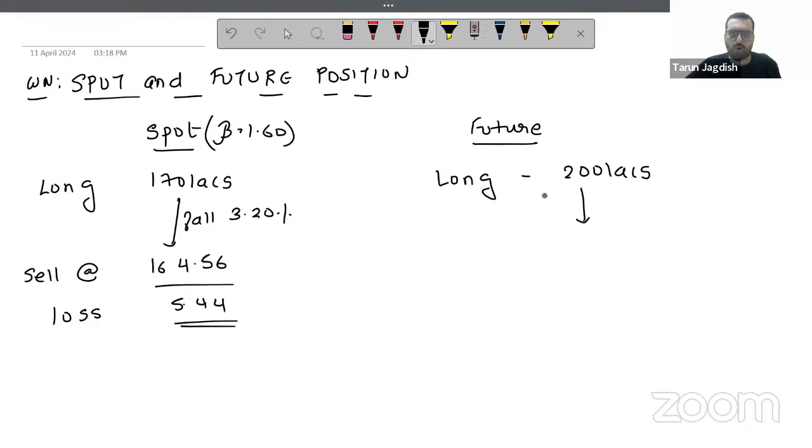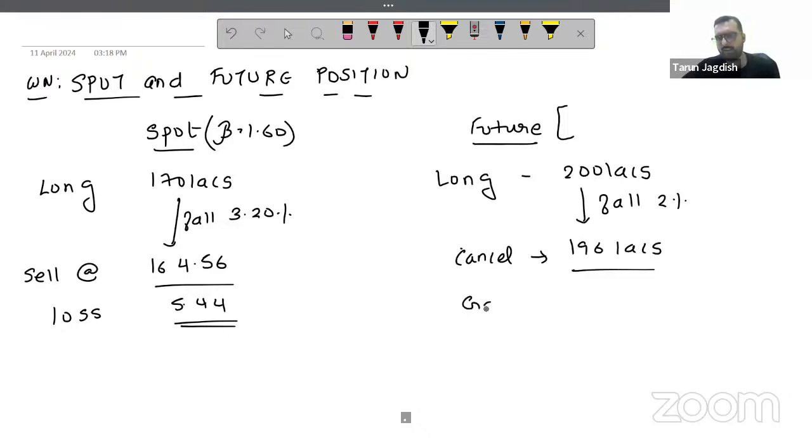Now, if you go long over here, if it's falling by 3.2, this has got a beta of 1.6. What will be the fall in the market? For every 1% fall in the market, there is a 1.6 fall over here. So 3.2 divided by 1.6. Here you will have a fall of how much percentage? 2%. Am I right? So you will cancel this position at what price? 200 minus 2%, 196 lakhs. And you will make a gain of how much over here, friends? You will make a gain of 4 lakhs.